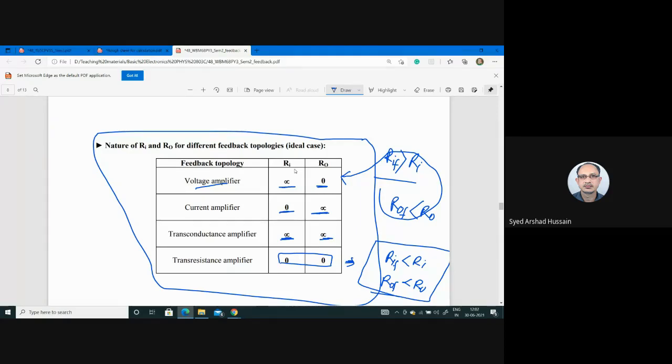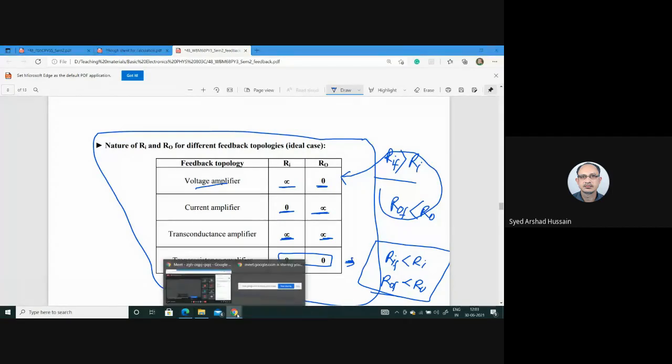From the next class we will apply feedback to all these four amplifiers, and then we will check how the input impedance changes due to the effect of negative feedback. Whether it improves the performance of the circuits or not. Okay, so thank you very much for today. If you have any query, you can ask me.